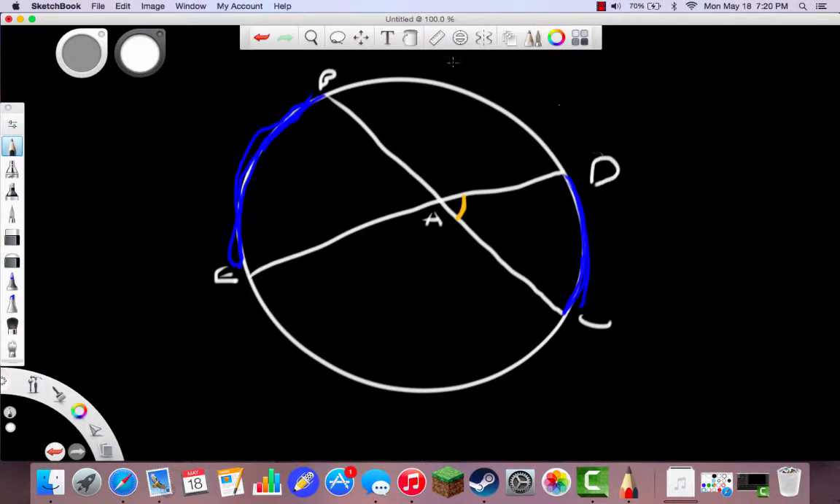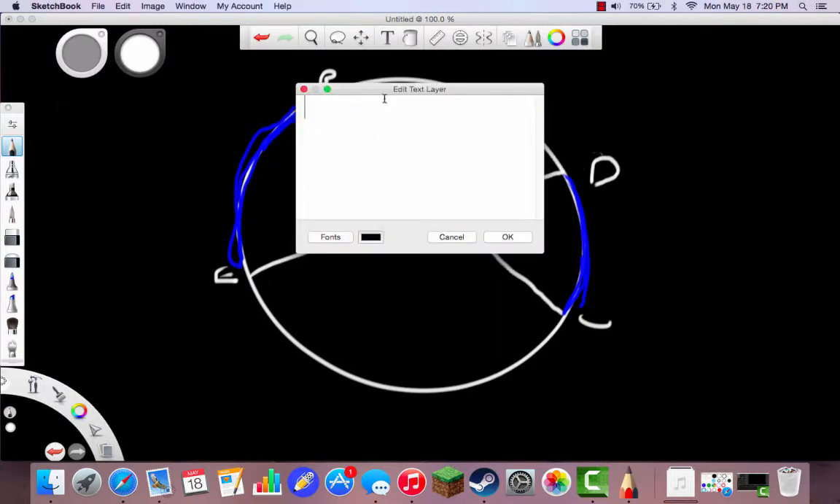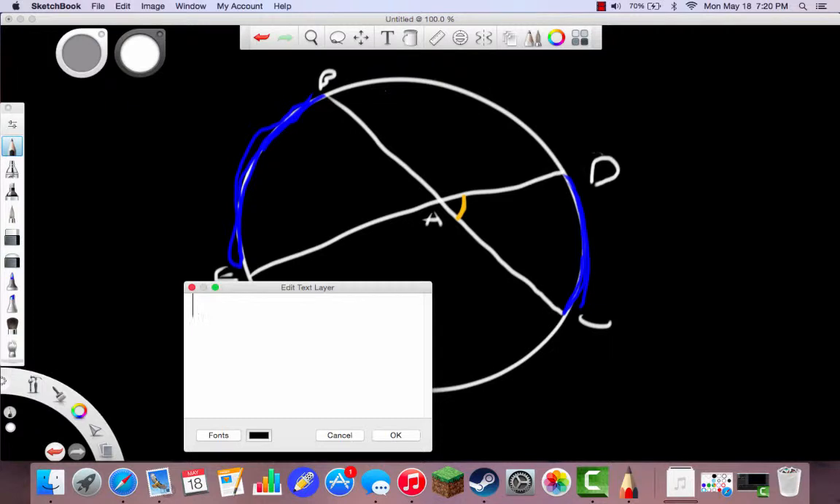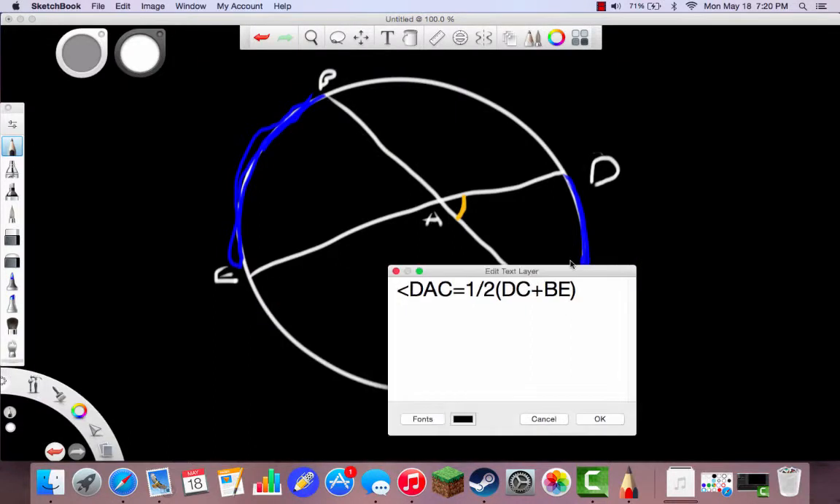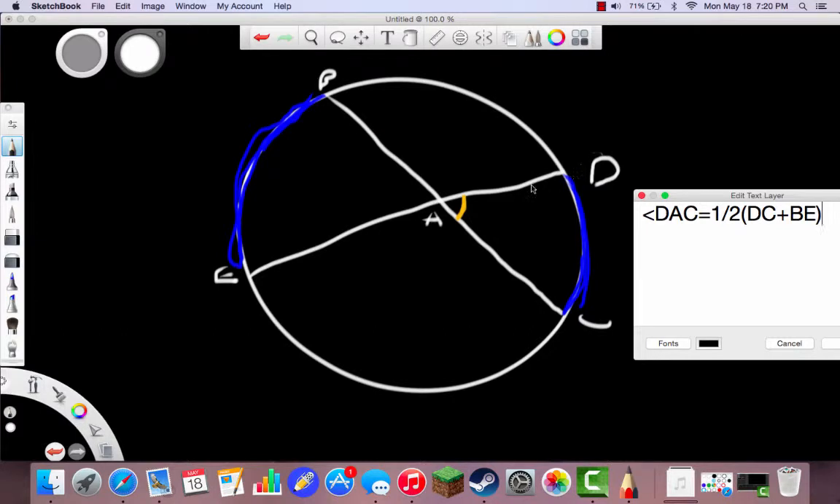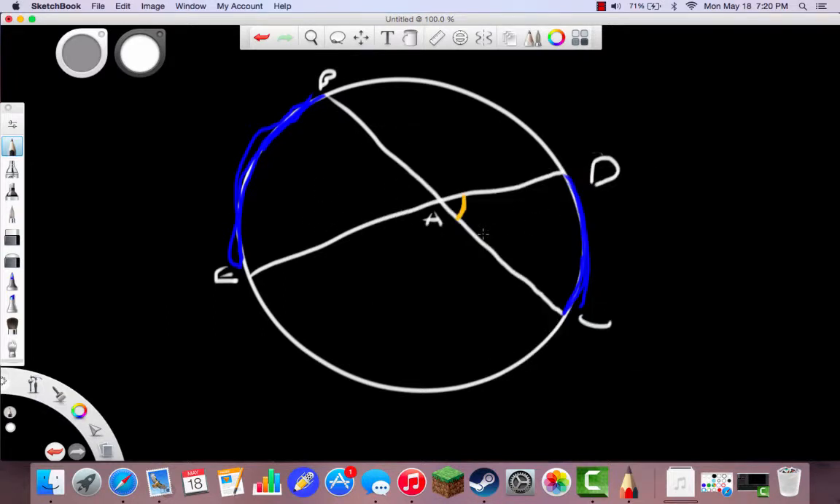So let's just write that out real quickly. We're going to see angle DAC is going to equal half of what? Of arc DC plus arc BE. So we see that this formula is this angle here, equals half of DC plus BE. Okay? So let's look at this real quickly.